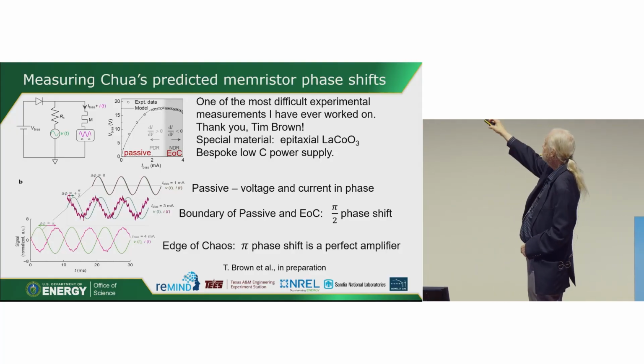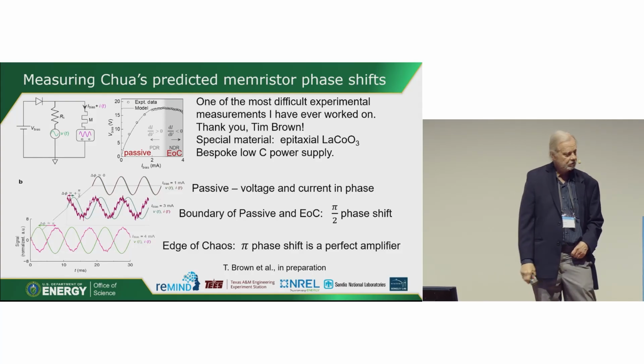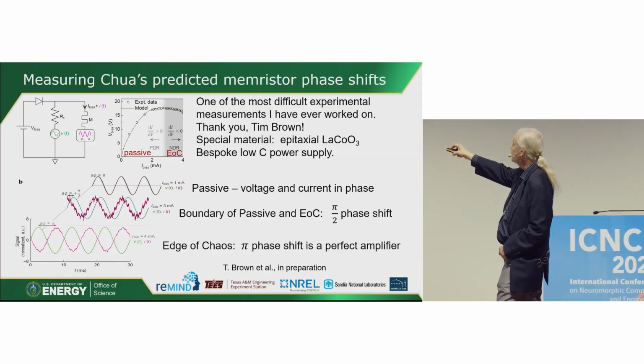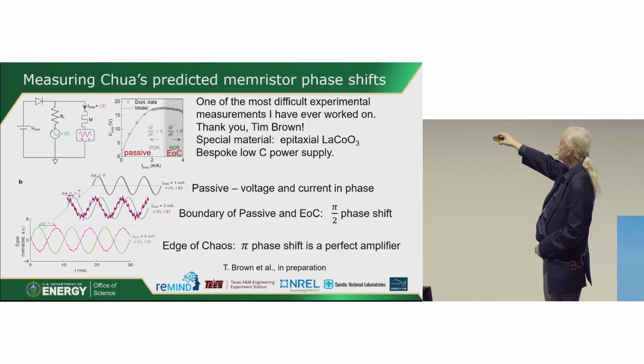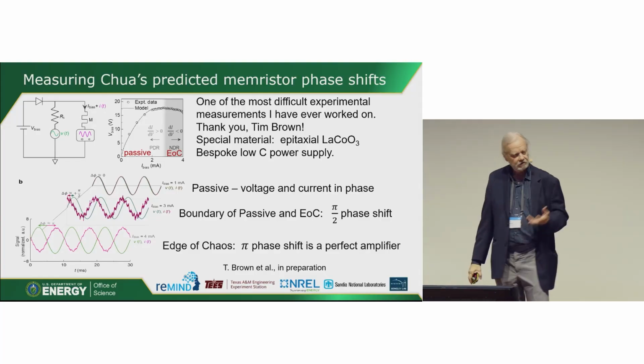However, when you get up to the maximum in this voltage versus current plot, all of a sudden what you see is that there is a phase shift of pi over 2 between the current and the voltage, and the voltage starts to amplify fluctuations in the voltage.